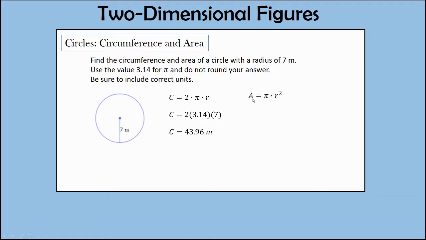Okay, area is pi r squared, always pi r squared. They tell us the radius is 7, so we're ready to roll. 3.14 times 7 squared, 3.14 times 49, 153.86 meters squared. Area is always units squared. Okay, that's all there is to that.